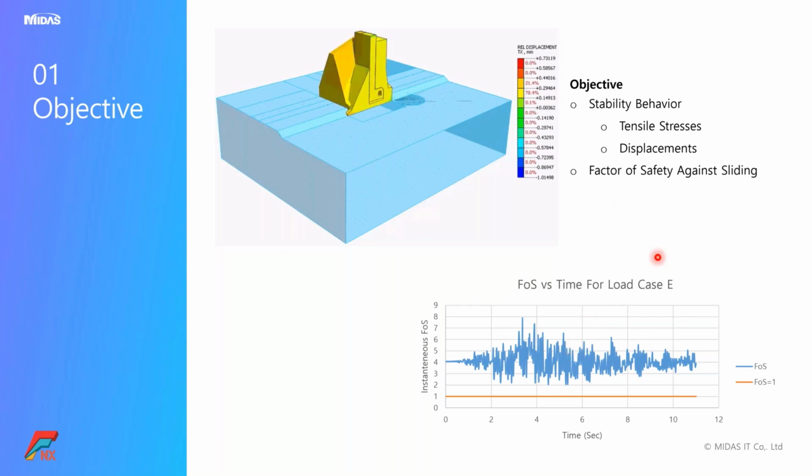This load combination E is considering the earthquake. Since there is an earthquake, we have a change in the load with respect to time. Hence I'm calculating the factor of safety with respect to time. So this is the factor of safety versus time graph, and we are going to obtain this from this model.